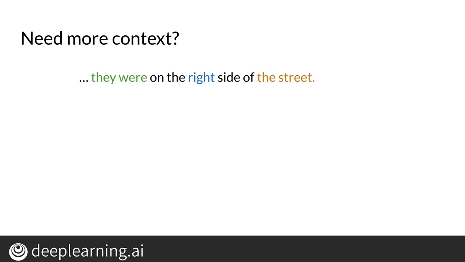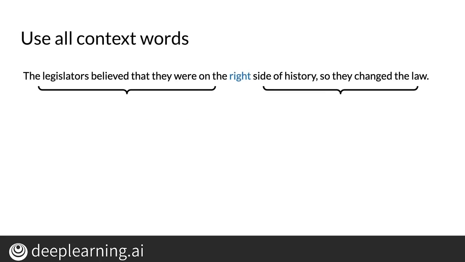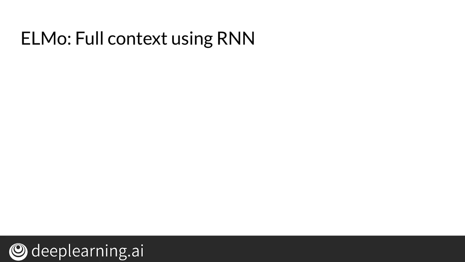So if we want more context, let's say we want "they were on D," over here, this is like the first left part of the sentence, and then all the right parts of the sentence. So instead of having the fixed window, we want to add like the street or history, for example. So to use all of the context words, what researchers have done, they explored the following using RNN.